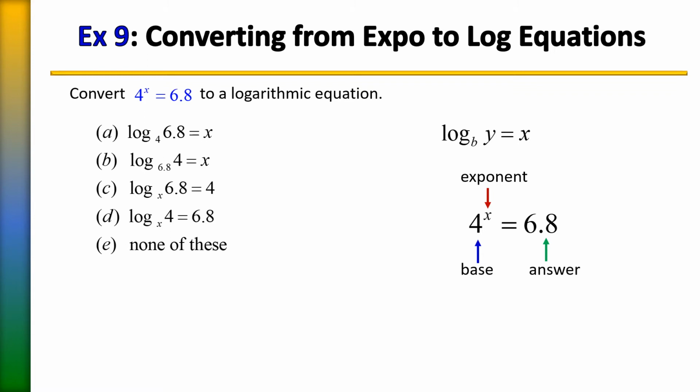So when we put everything together, log form of this exponential equation would be which choice? You got it, choice A, log base 4 of 6.8 equals x. And there you have it. We have just converted the exponential equation to a logarithmic equation.